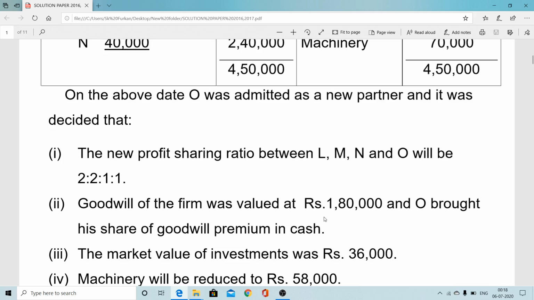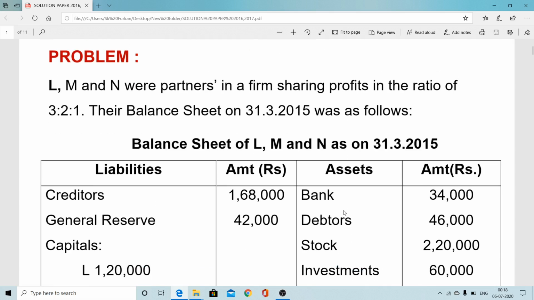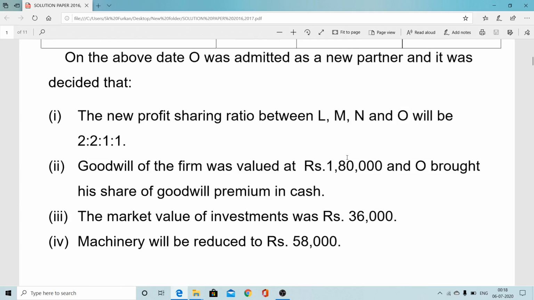Here the goodwill amount is not withdrawn, so the withdrawal entry is not required. Elimination entry is also not required. In the old balance sheet no goodwill is there, so only two entries are required: one for goodwill money brought, another for transfer of benefit to the sacrificing partners. So this is all about adjustment number 2.